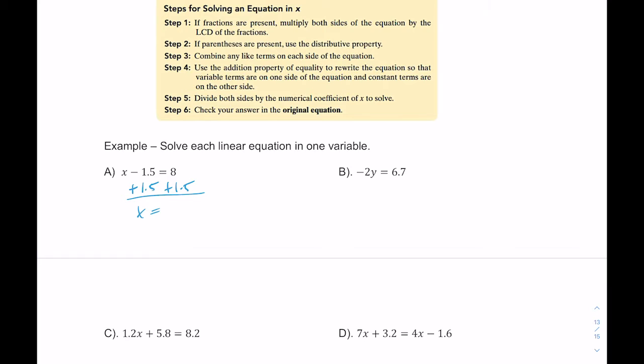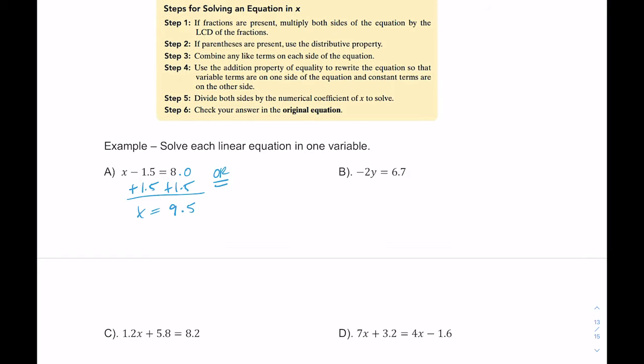And when I add decimals, I need to make sure the decimal points are lined up, right? So 8 has an invisible decimal that we don't see, and then there's a bunch of zeros after it that we also don't see. When you add, you're just going to start on the right side. So 5 plus 0 is 5. You're going to line up your decimal. And then 8 plus 1 is 9, right? So that seems pretty easy. You get 9.5. And if you check it, you would just replace x with 9.5. 9.5 minus 1.5 is 8, okay? So that's method number one.